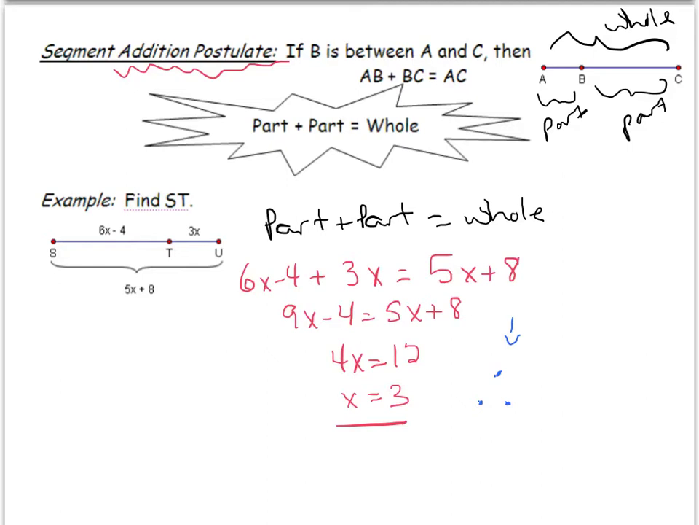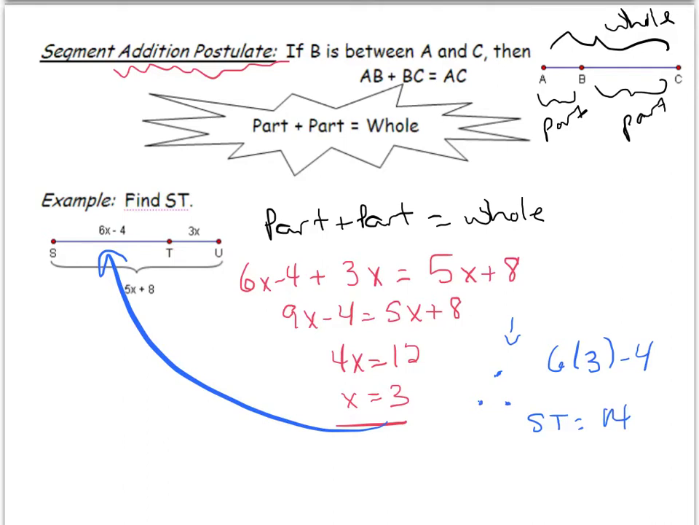So therefore, if I plug 3 in for x in ST, 6 times 3 minus 4, well, you get 18 minus 4. The length of ST should equal 14. Oops. Sorry, you guys. One of these days I'll get used to this. 14.